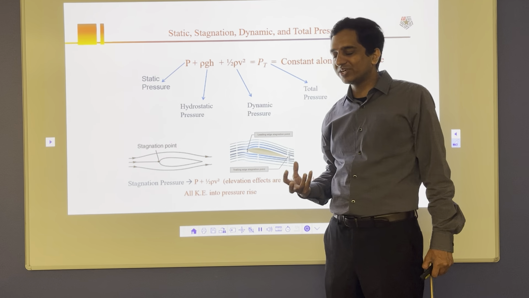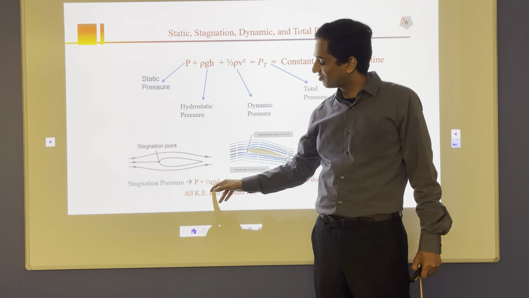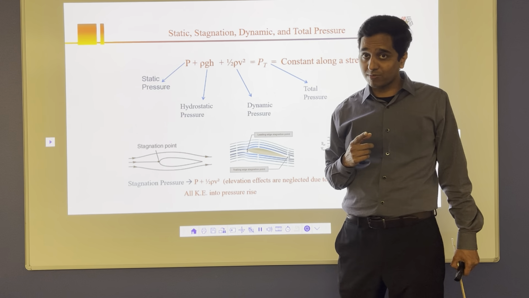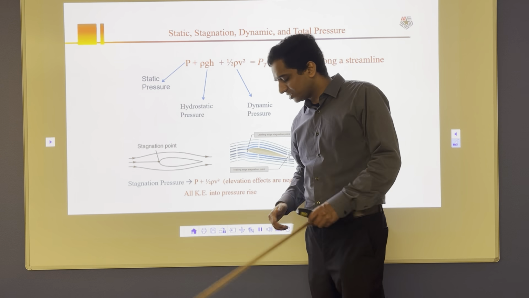Pitot tube is a device which uses the stagnation pressure, and with which you can calculate velocity. So keep that in mind and then do the problem for the Pitot tube. It's important. So that's your stagnation pressure.